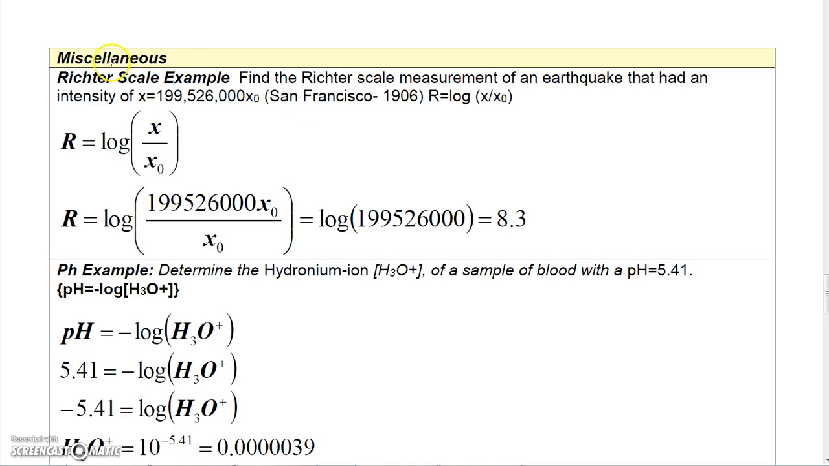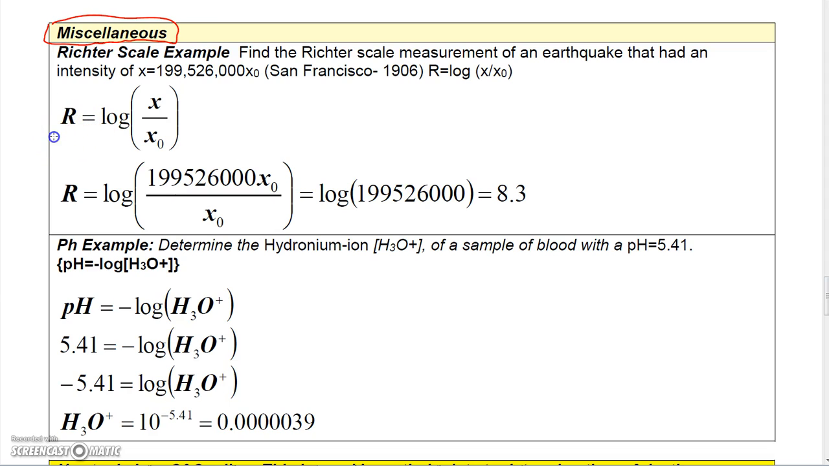In this video, I'll just take a look at some miscellaneous applications of logs and exponentials. One you might find interesting is that the Richter scale measurement is actually based on logarithms, where basically x naught, the way I understand it, is a predefined intensity of a particular earthquake, and so other earthquakes are based on some factor of that.